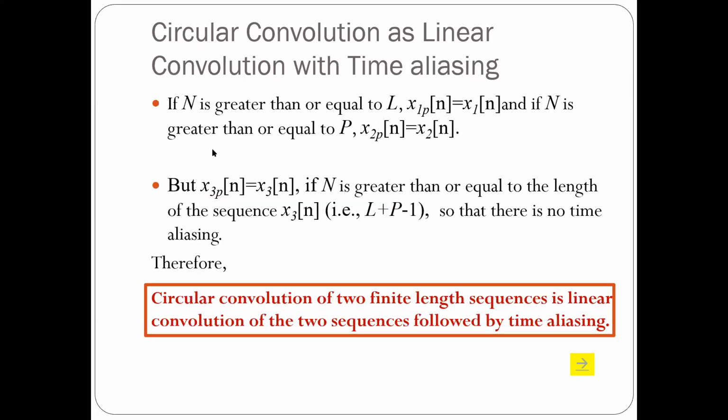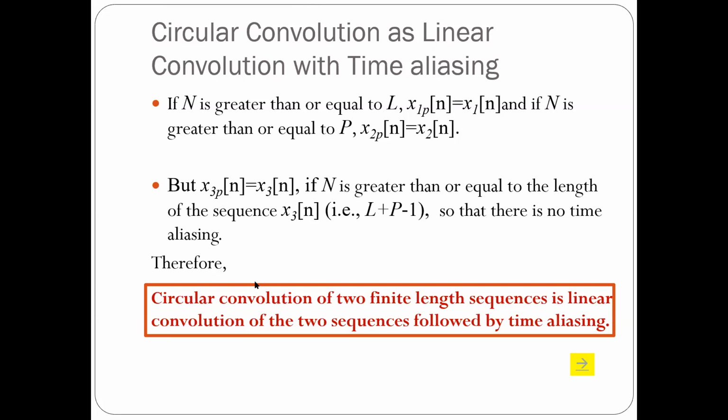Okay. So if N is greater than or equal to L, x1p of n is equal to x1 of n. That is understood. We have seen that earlier. If N is greater than or equal to P, x2p of n is equal to x2 of n. But x3p of n is equal to x3 of n if N is greater than or equal to the length of the sequence x3 of n. That is L plus P minus 1. So that there is no time aliasing.